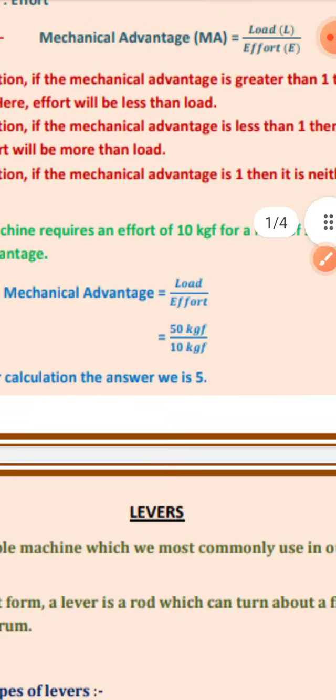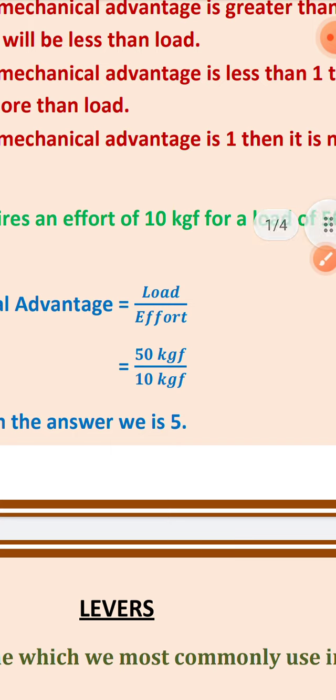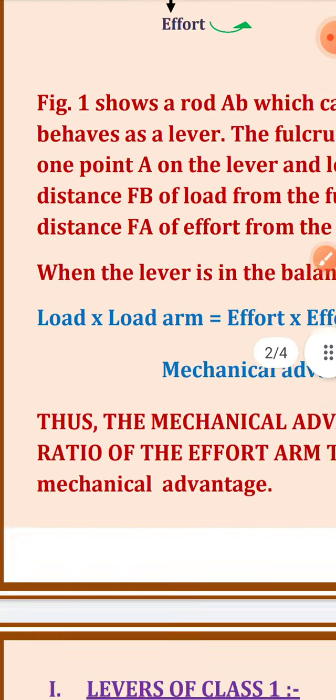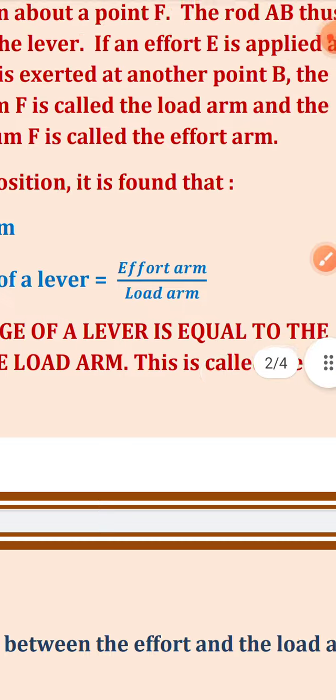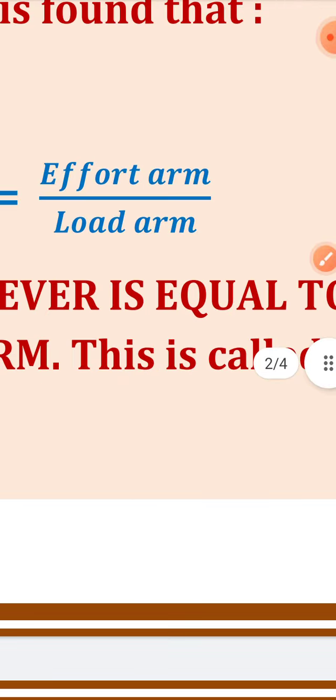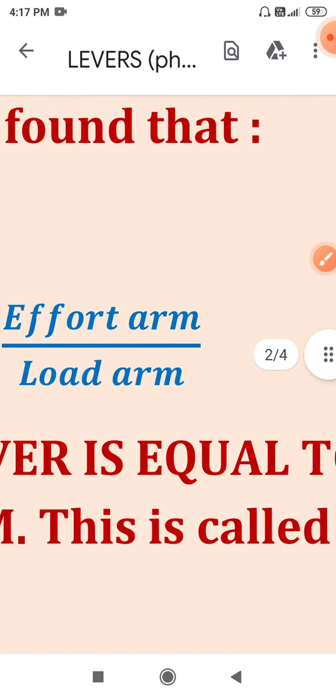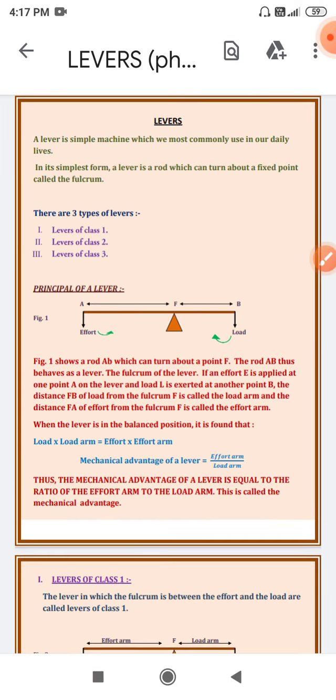So the mechanical advantage load by effort, as I have already told, is the reciprocal in this case. We know arm means related to lever. So over here it will be the reciprocal, effort arm by load arm. This term arm is very important, because it is the only way to find out that it is telling something about a lever.